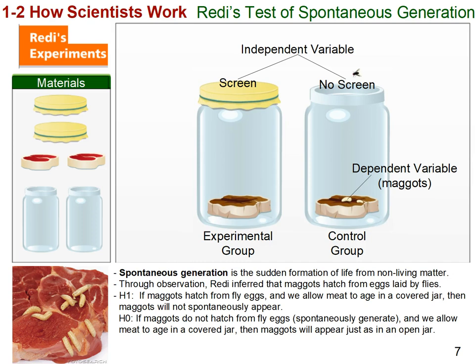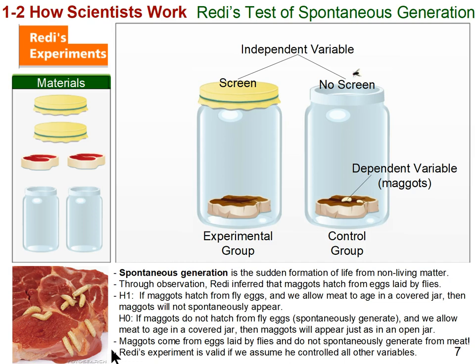So the dependent variable is whether or not there are maggots, whether or not maggots appear. Because whether or not maggots appear depends on whether or not there's a screen. That's the relationship between the independent and the dependent variable. So he concluded that maggots come from eggs laid by flies, which is what he had inferred by observing the flies landing on the meat, and that they do not spontaneously generate. And we can assume that his experiment is valid, like I said, as long as he controlled all other variables, and he did.